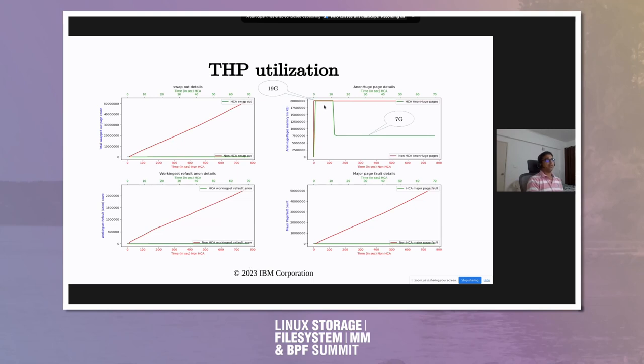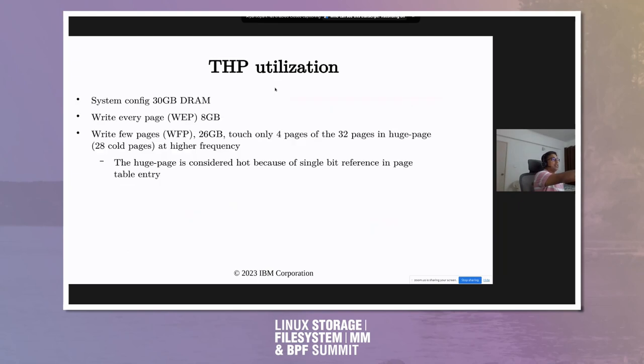As you could see, the red line is non-huge page, not using hardware counters, and the green line is using hardware counters. When we are not using hardware counters, there is 19 GB of usage, because if you go previously, you could see that the total memory is 26 GB, and it's still consuming that 26 GB, with 19 GB of huge pages.